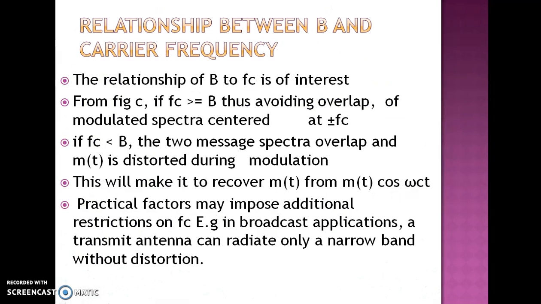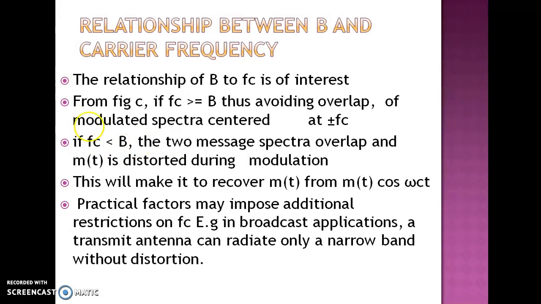Now let's see the relation between bandwidth and the carrier frequency, the relationship of B to Fc. From figure C, if Fc is greater than or equal to the bandwidth, it avoids overlapping of modulated spectra which is centered at plus and minus Fc, and if Fc is less than the bandwidth, then the overlapping will be there. The two message signals will overlap with each other and m(t) gets distorted during modulation.